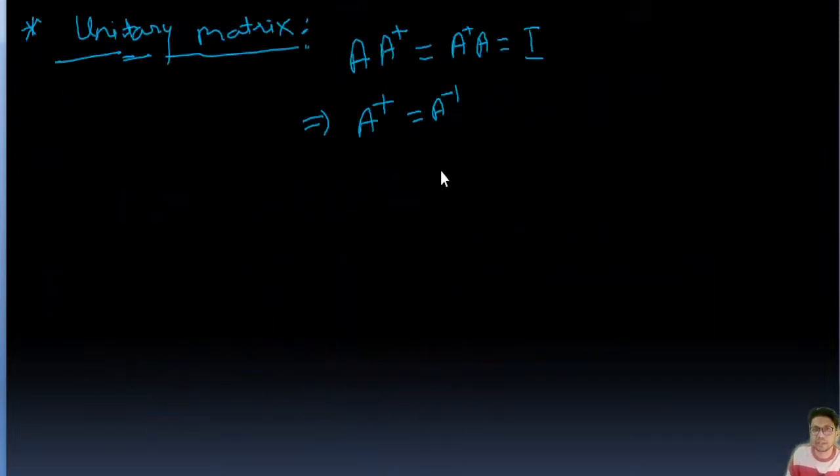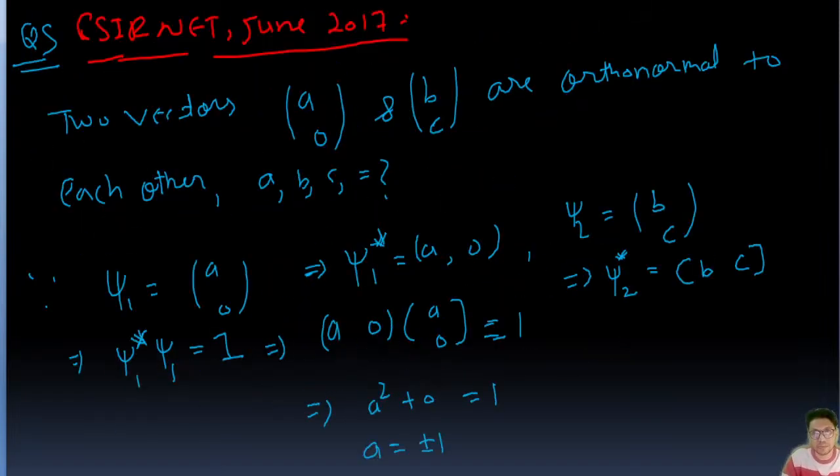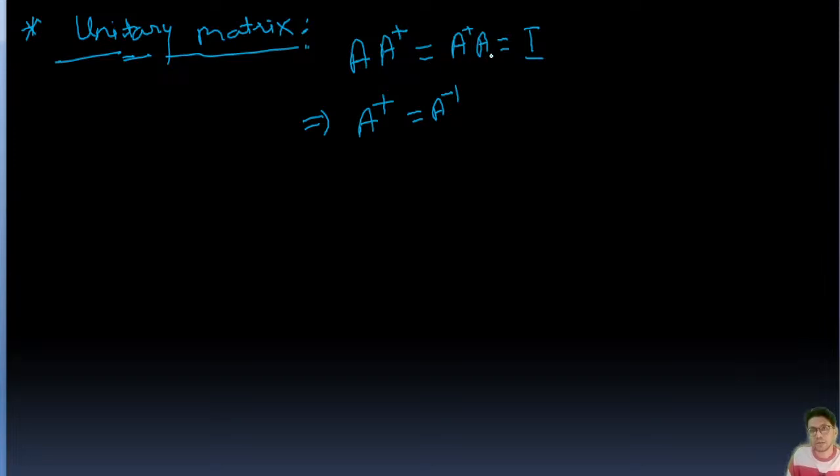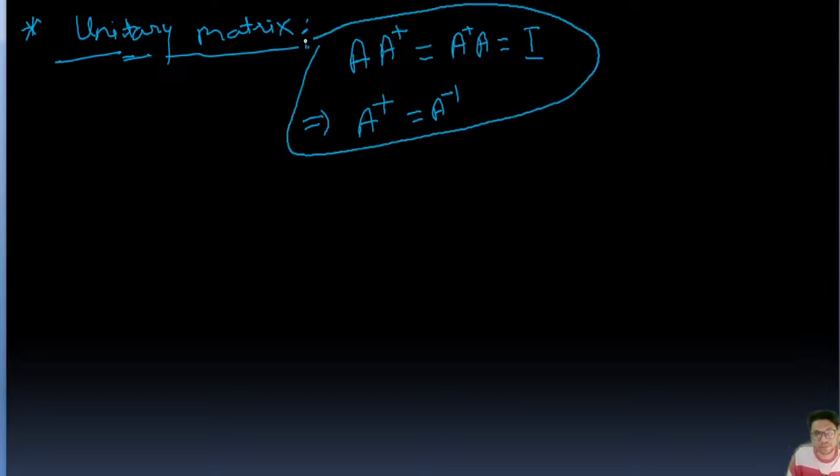Now unitary matrix is like this. Here also we have made some mistake. A dagger A should be I. Then A is called a unitary matrix, and A dagger should be A inverse. Very important property. And for a unitary matrix, there is another condition, that determinant of A should be plus minus 1, right?